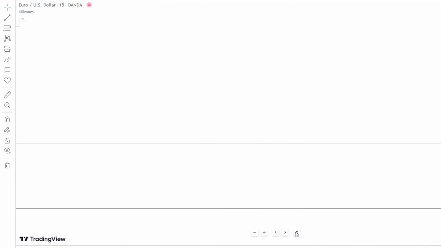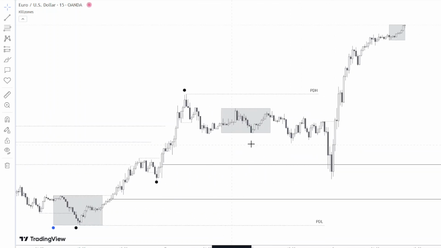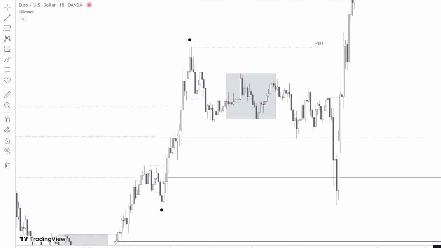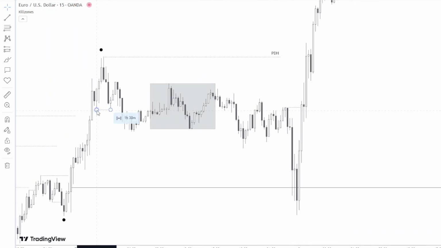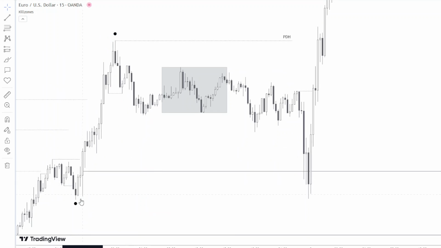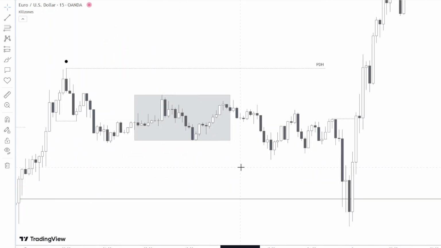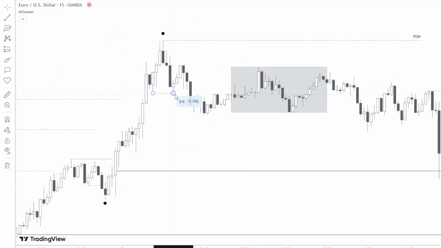So going back to the M15, this is what we had. We had an opposite QM here to confirm the M15 range. We had another QM here. So this leg is the M15 bullish range. After a bullish range, if we have an opposite QM, we expect a pullback.